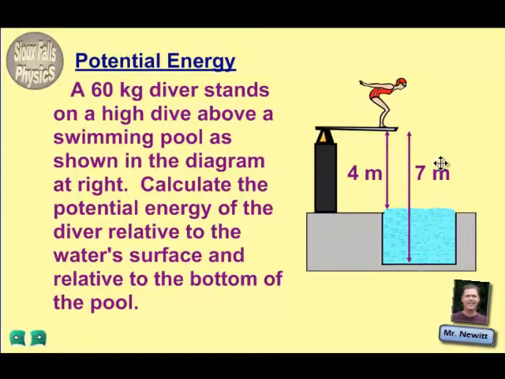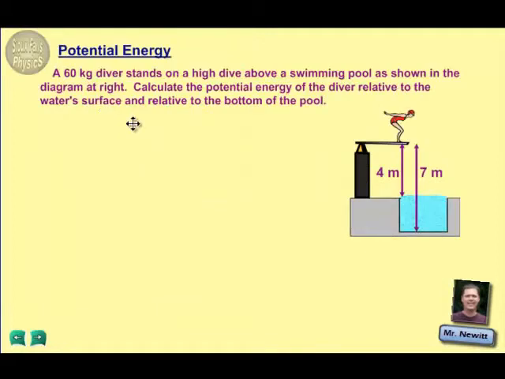This problem, we have a 60 kilogram diver that's standing on a high dive. The high dive happens to be 4 meters above the surface of the water and 7 meters above the bottom of the pool. And so what this problem is asking us to do is to calculate the potential energy that the diver has relative to the surface of the pool and also relative to the bottom of the pool. So let's dive in here to that, no pun intended.